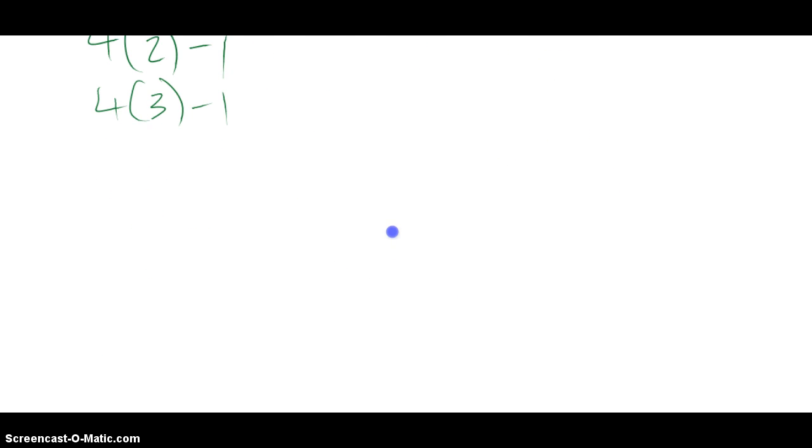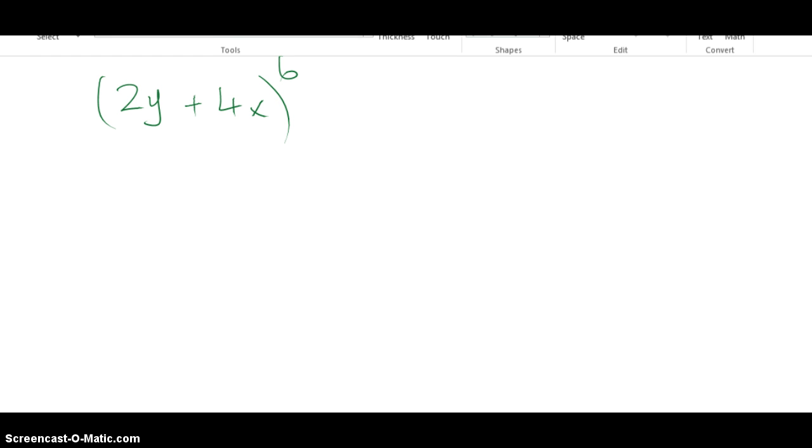The next problem is going to ask us to use binomial theorem, something like this. How about 2y plus 4x, and let's do that to the 6th power. So off to the side, I'm going to draw up Pascal's triangle, because this is the easiest way and the quickest way to do it. So if you remember, it looks something like this, and we just add the terms above.